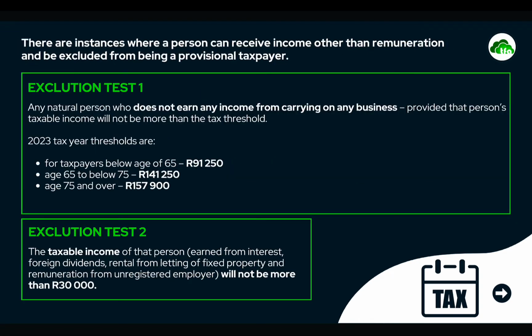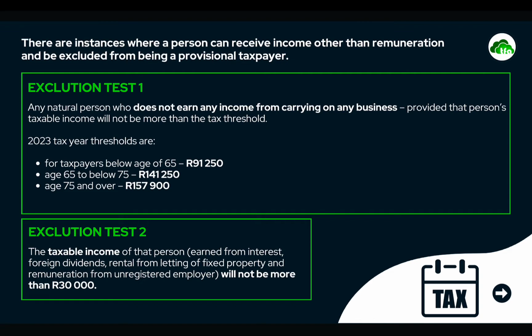There are instances where a person can receive income other than remuneration, like an estate agent's commission, and be excluded from being a provisional taxpayer. Provisional tax exclusion test 1 of 2 is any natural person who does not earn any income from carrying on any business, provided that person's taxable income will not be more than the tax threshold.